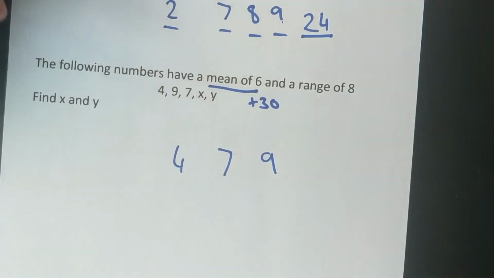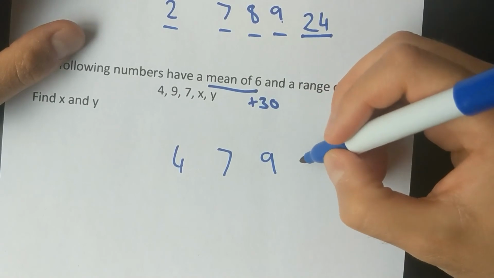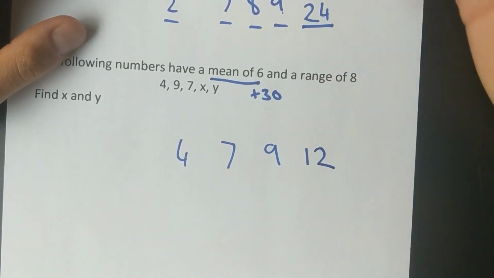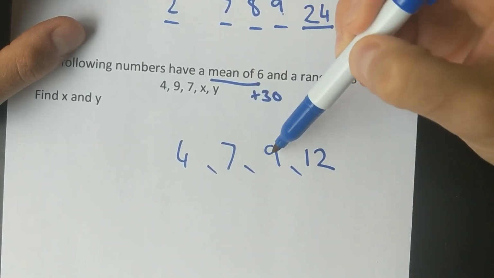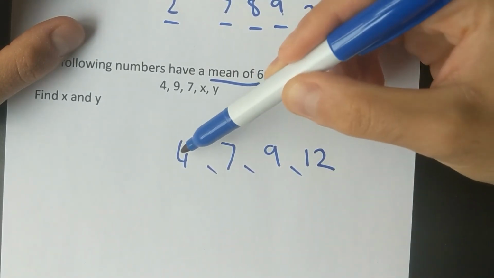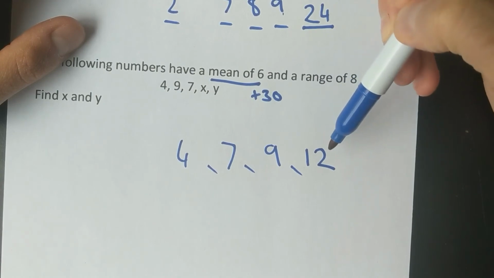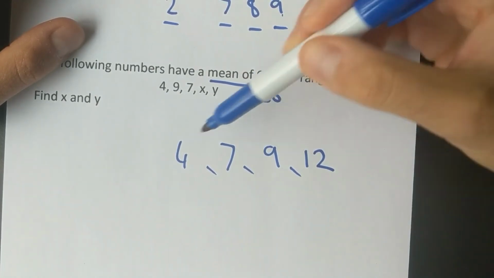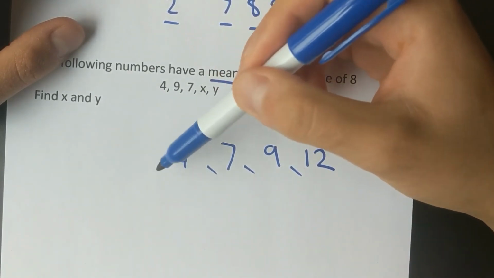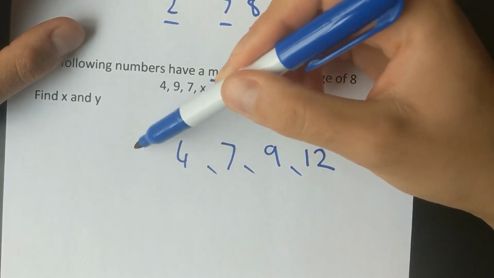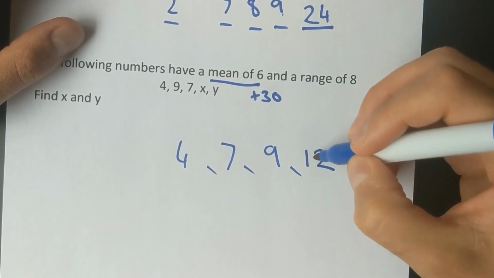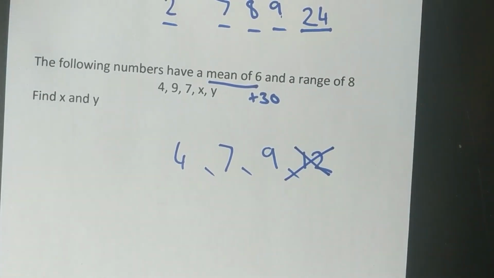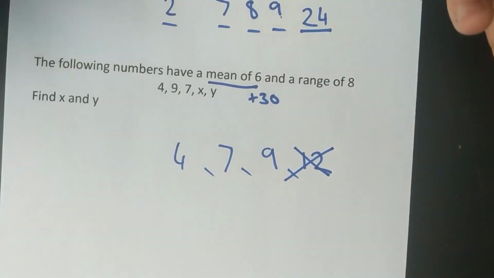So let's go with 12. Let's see what happens. So here, 4, 7, 9, 12. Adding that up gives me 32. I want them to add up to 30. I can't put -2 there because then my range would actually be 14. So that can't be 12. That's fine. It's okay to make a mistake. Reevaluate what you've done. Go back and check.